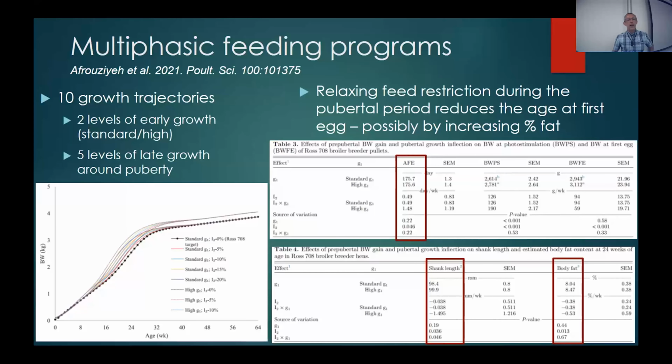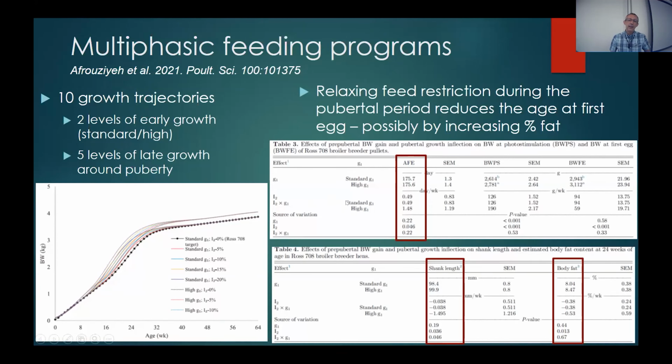So moving on now, Dr. Afrouziyeh, or Mohamed, who is chairing this session, published a paper last year where they asked: what is more important? Is it the growth during the pullet stage, or is it that particular time frame right around puberty? In this case, using Martin's precision feeding system, they generated 10 growth trajectories with 2 levels of early growth, during the early pullet, the immature stage, either standard or high, and then they designed 5 levels of late growth around puberty, which generated 10 different growth trajectories.